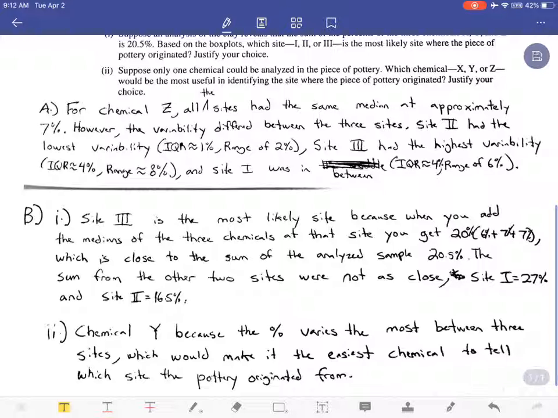The sum from the other two sites were not as close, with site 1 being 27% and site 2 being 16.5%. So again, nice, concise, clear response. You want to try to be as thorough as you can in as few words as possible, using context, and then also using numbers from the data that's given to you or the summary graphs that are given to you to back up your claim.